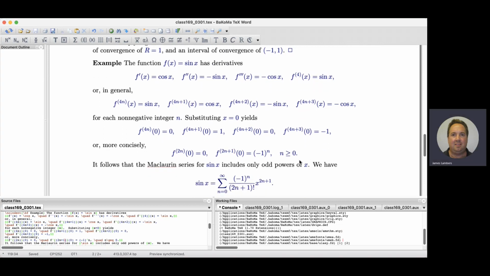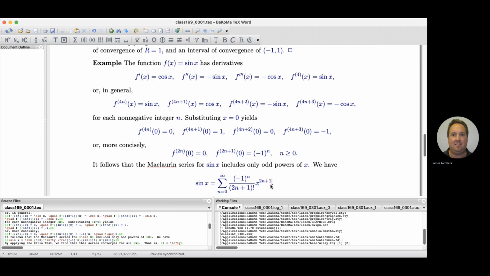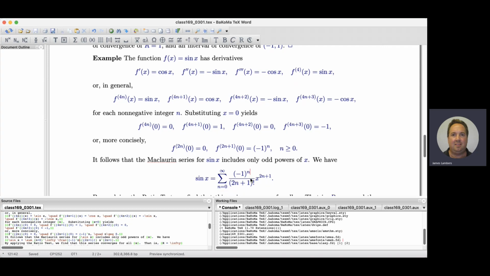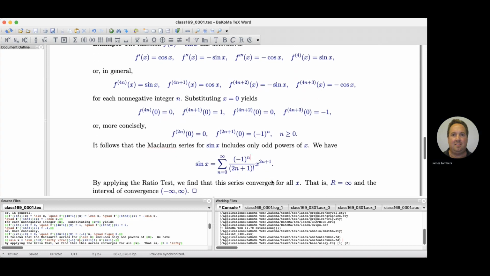So since all of these are 0, I'm only going to have odd powers of x in here. So I'd have x to the 2n plus 1 divided by 2n plus 1 factorial. What I need here is the 2n plus first derivative of f at x equals 0, and that's minus 1 to the n. So that's what goes here. And now I have my Maclaurin series for sine x.